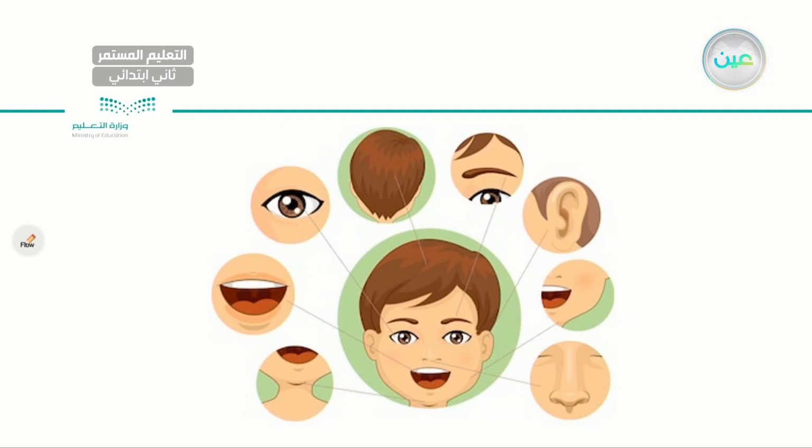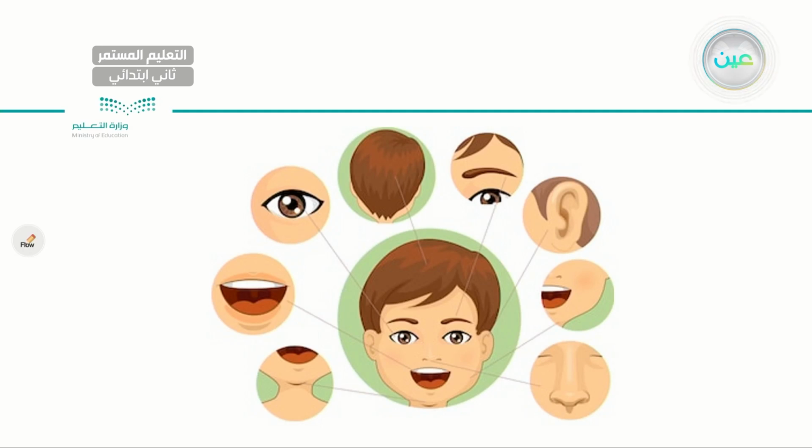Now, as you can see here, I have a boy. I only have his face. I don't have his whole body, just his face. And then I try to cut down the important facial parts. Starting from the right bottom, I have his nose, right? And then I have his cheek, his ear, his eyebrow, his hair, his eye, his mouth, and his chin. So these are the facial parts of this boy.